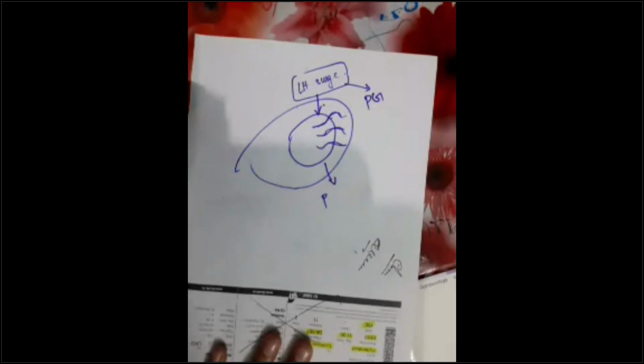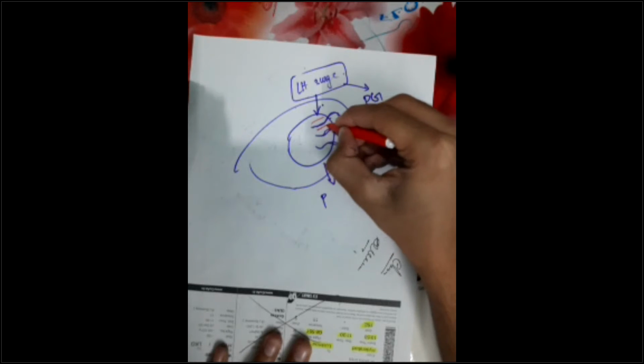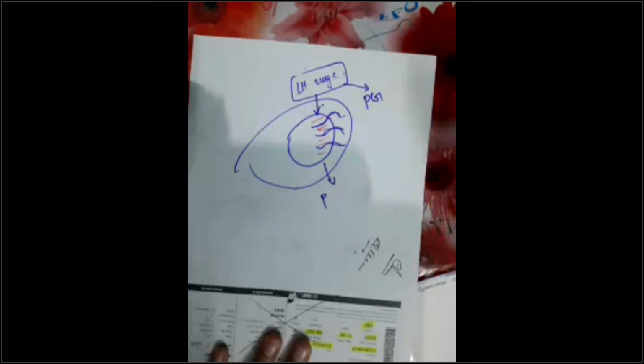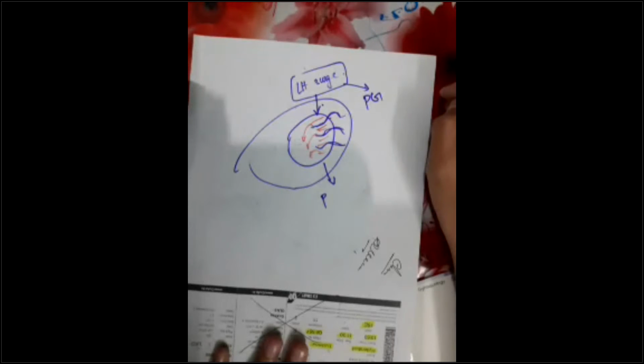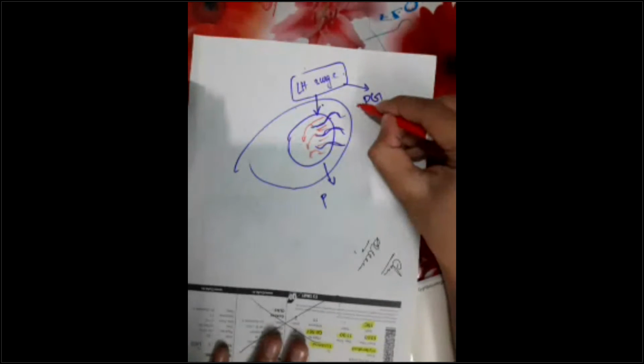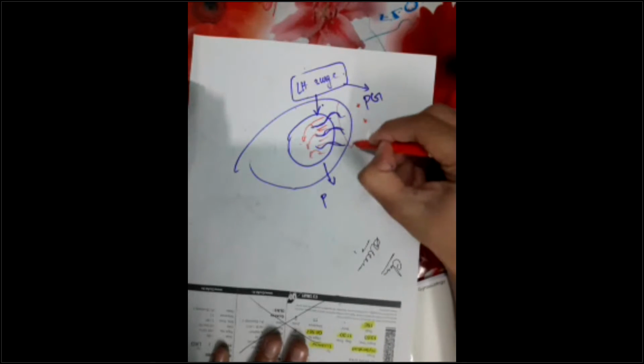Prostaglandin will cause vasodilation or vasoconstriction? PGE2, what will it do? It will cause vasodilation, guys. Has it caused vasodilation? Yes, I think it has caused vasodilation. So there will be fluid entry over here. Then one more thing my prostaglandin is doing is causing thinning of this wall, the wall of the Graafian follicle.